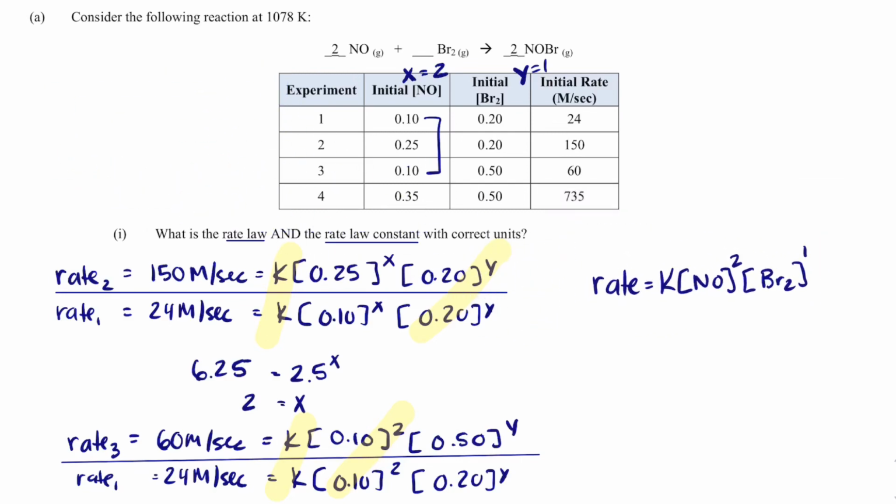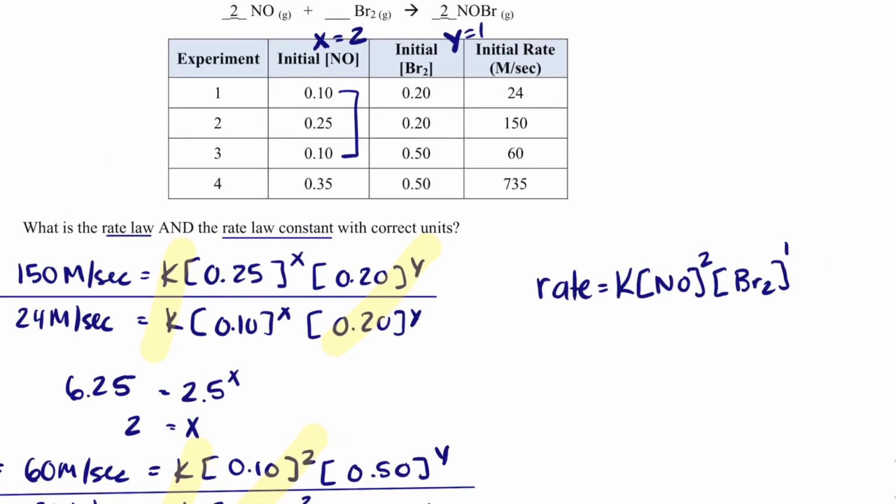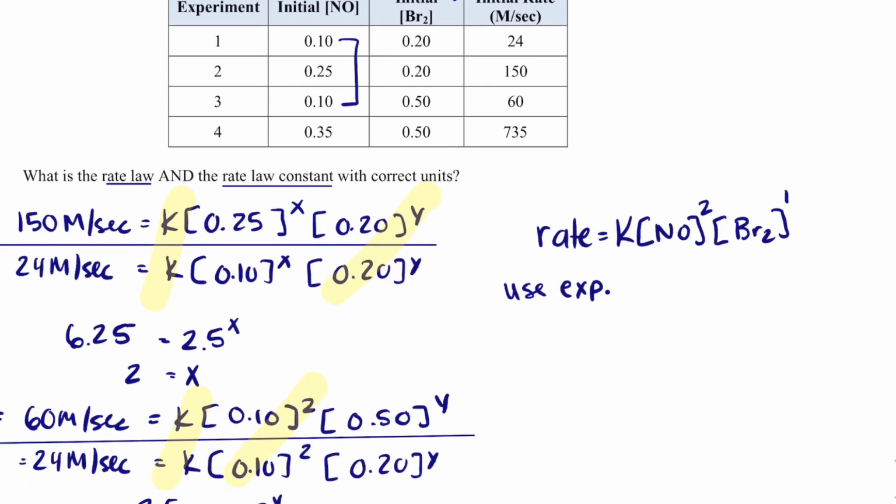Now to solve for K, that's the last thing I need to do. Remember, to solve for K, you just pick an experiment. And so what I'm going to do is use experiment 1. I tend to use experiment 1 for all of these, and I'm going to just plug in the numbers that I know. My rate is 24 molarity per second. That equals K, 0.10 squared times 0.20 to the first.